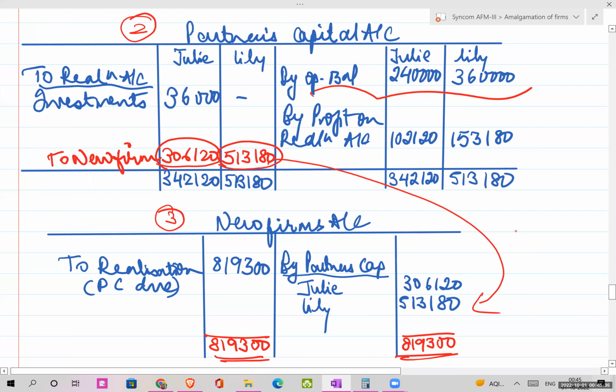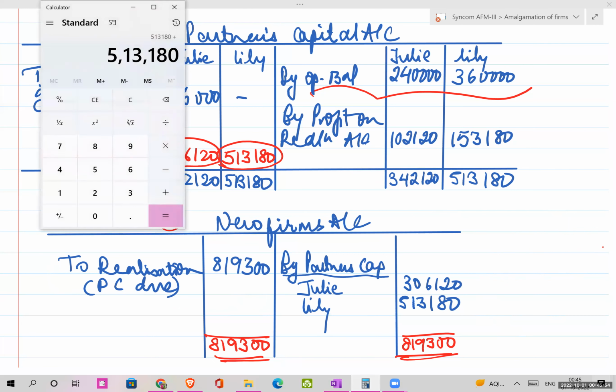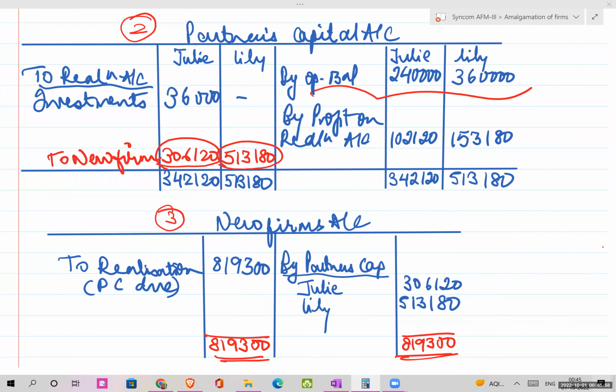और वो हमने पीसी का एंट्री डाला था ना, न्यू फर्म अकाउंट डेबिट टू रियलाइजेशन, तो उसका सेकेंड इफेक्ट new firm account debit to realization. Okay. And definitely this ledger has to tally. 8,19,300. So this will get tallied.